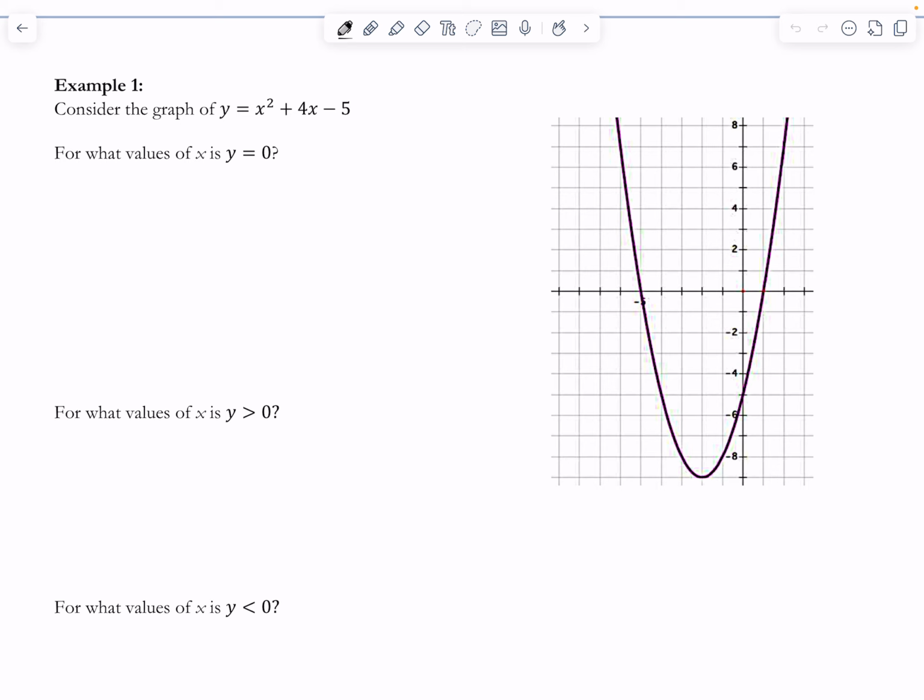All right, so this first example is to kind of get us thinking about how this is going to work. They've already graphed y equals x squared plus 4x minus 5, and it's asking for what values of x is y equals 0. So that would be our x-intercepts, which would be here at -5 and here at +1. So the values for x would be x equals -5 or x equals +1.